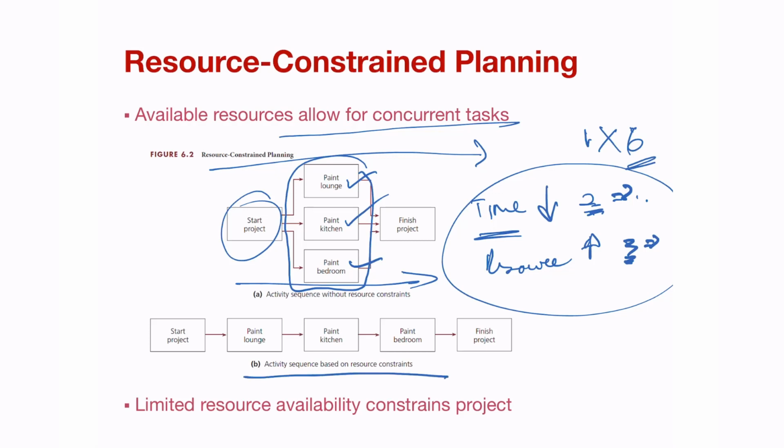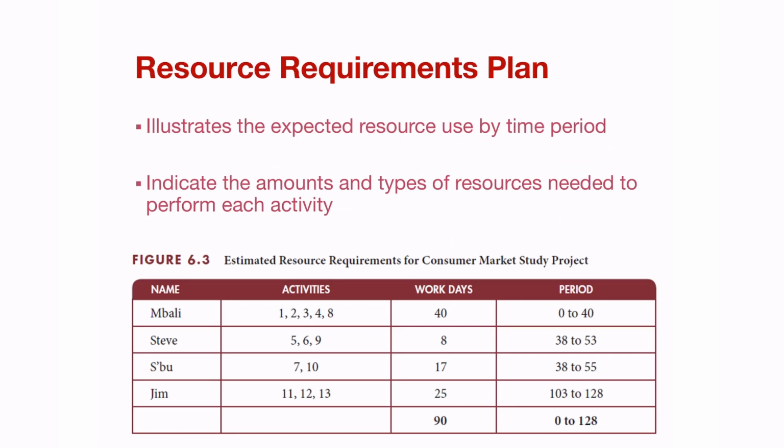As an example, where you have a sequential activity, you paint the lounge first, you paint the kitchen, and then the bedroom. So it all depends on whether you have 3 painters at your disposal, or only 1. Is it worthwhile bringing in another 2 painters in order to complete the project faster? Maybe. It depends on what your client wants. You have to put a resource, and that drives you into the resource requirements plan.